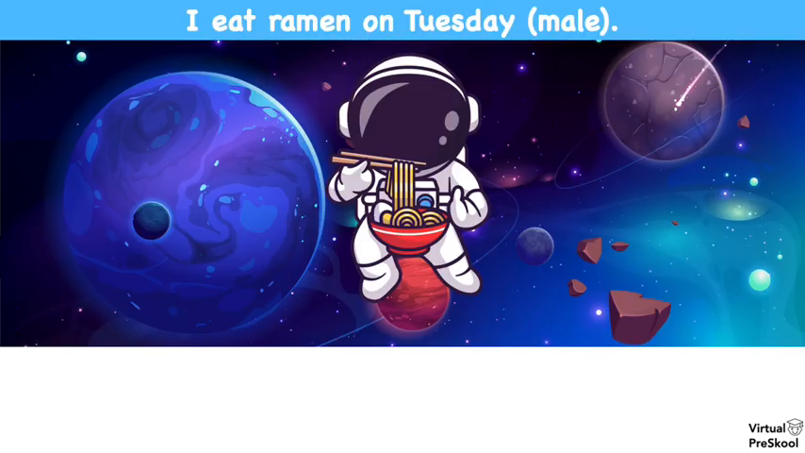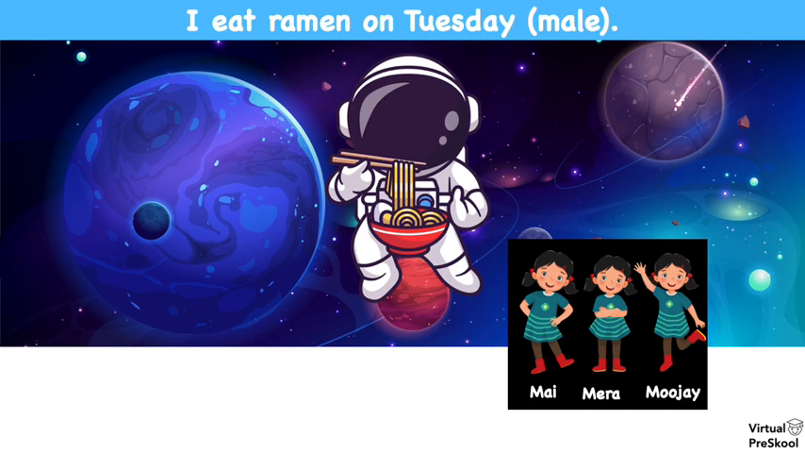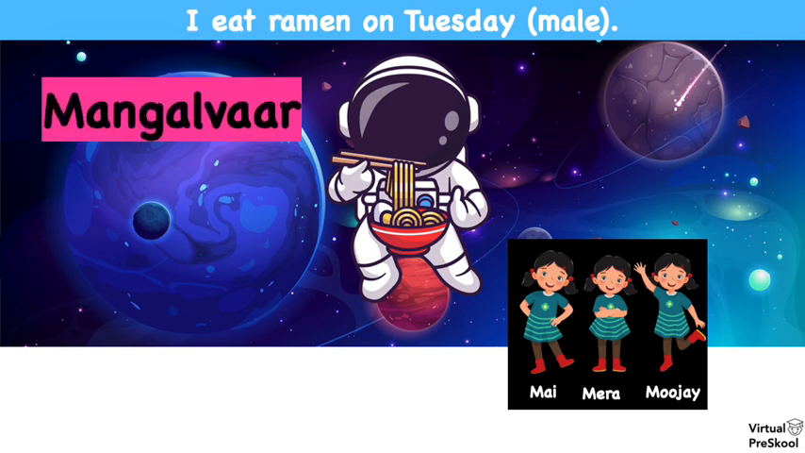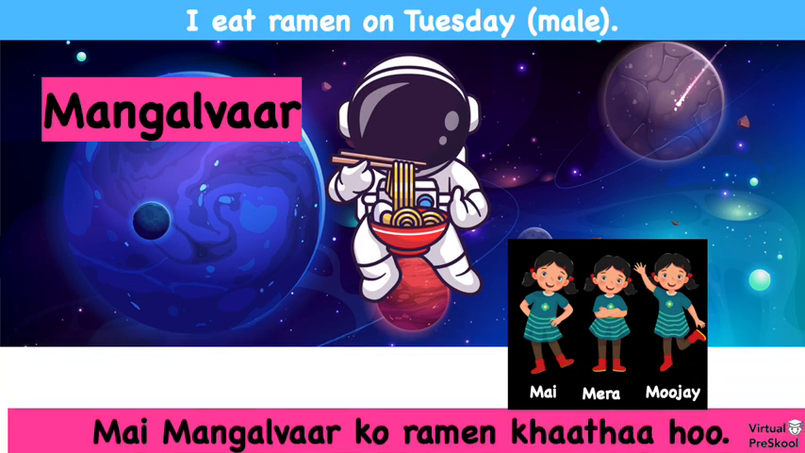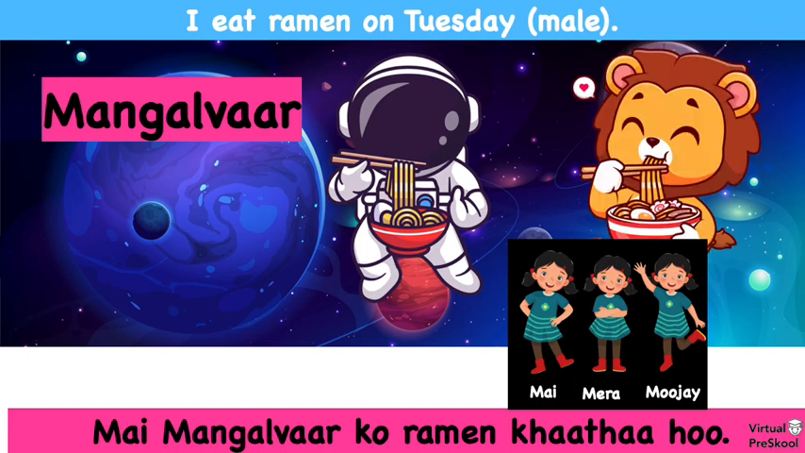I eat ramen on Tuesday. And the person saying the sentence is a male. So is it मैं, मेरा or मुझे? मैं. What's Tuesday? मंगलवार. Now put the sentence together. मैं मंगलवार को रामेन खाता हूँ. And Shabash Sher likes ramen too.